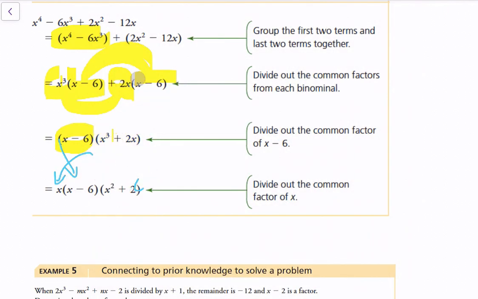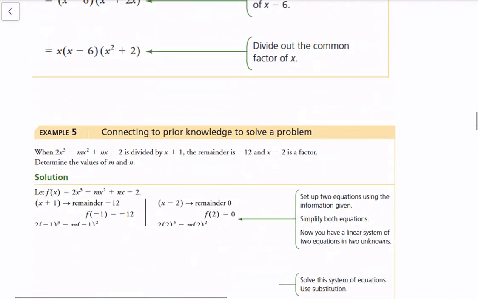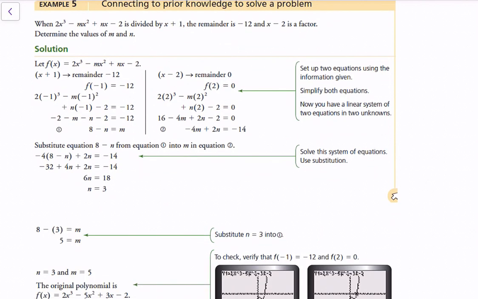Perfect. So now we're going to look at some more examples. So we have this function here. And they're telling us that this polynomial function, when it's divided by x plus 1, the remainder is negative 12, and x minus 2 is a factor, so they want you to find m and n, because we don't have all the coefficients given to us yet. So they give you enough information here to actually find the values of m and n.